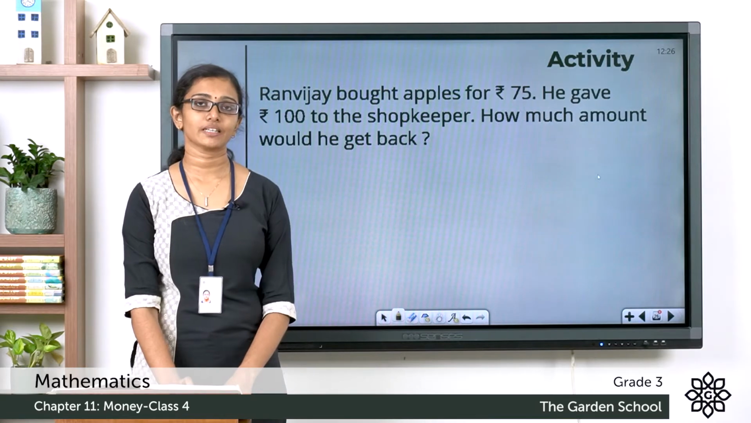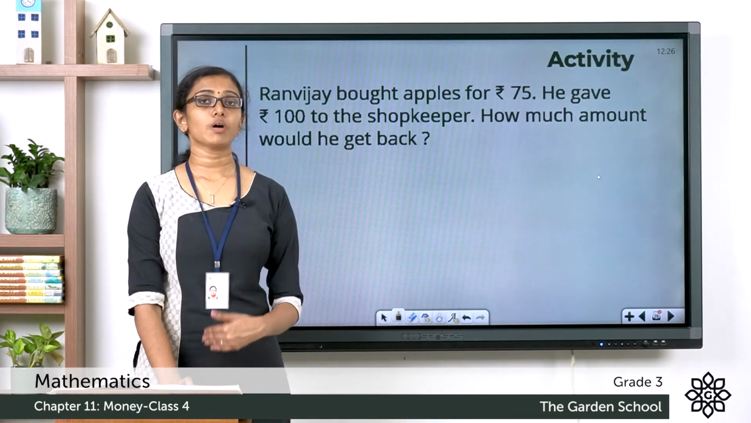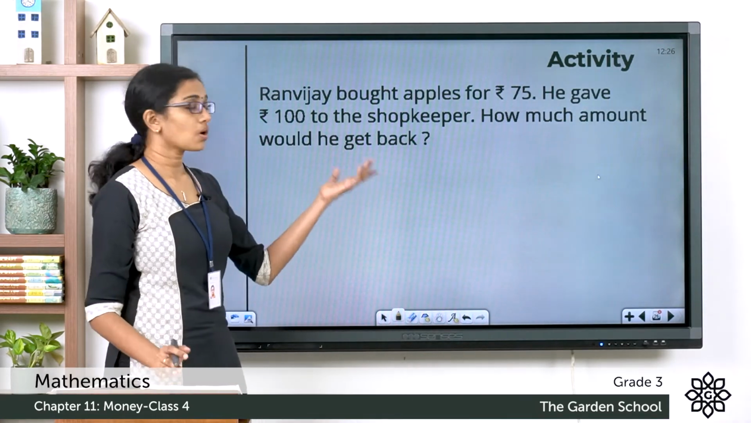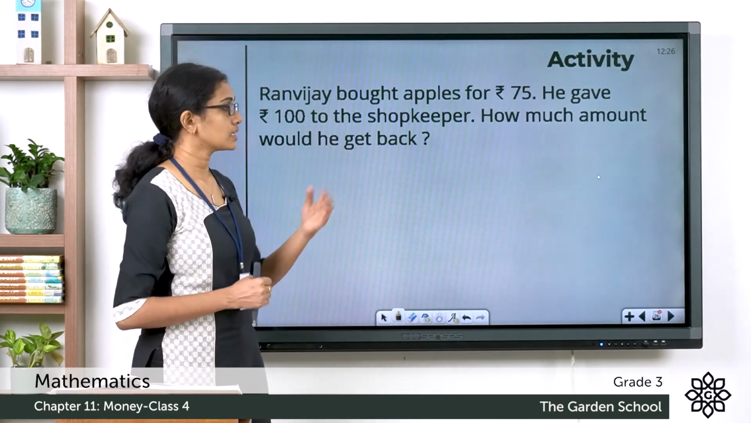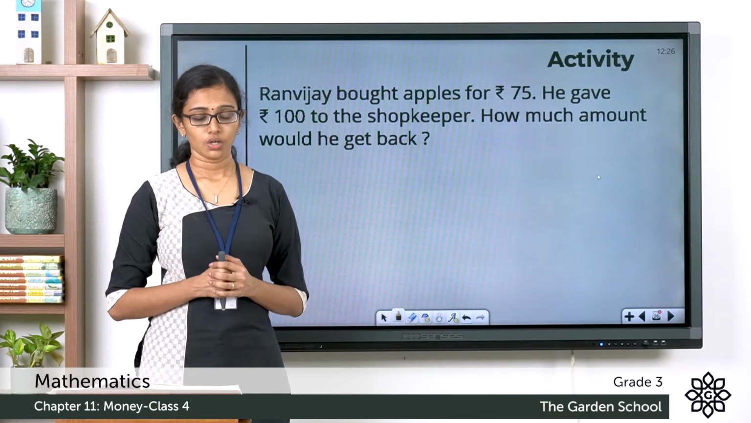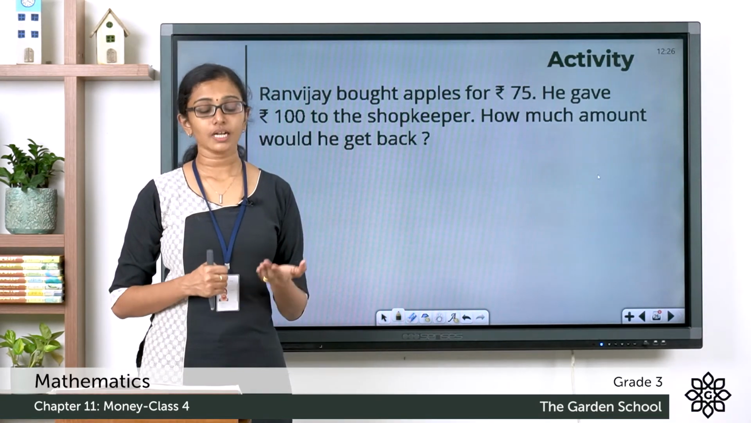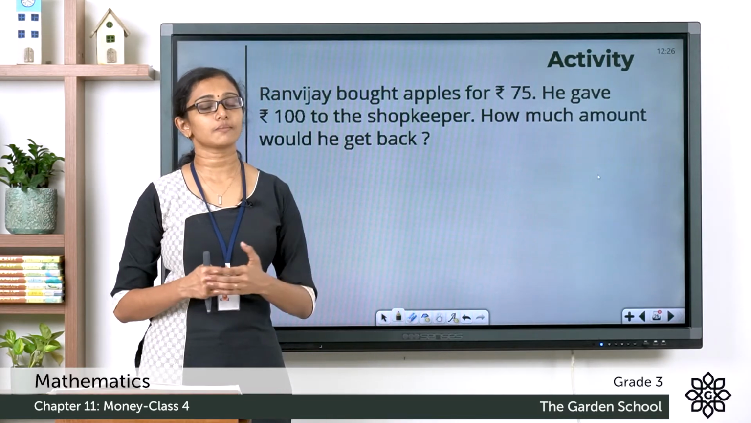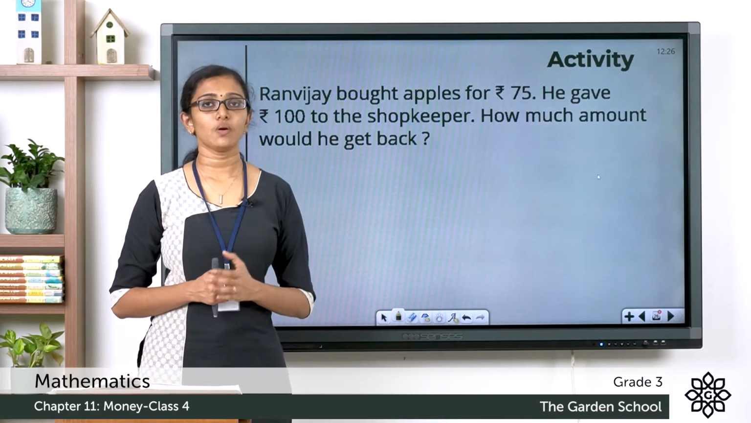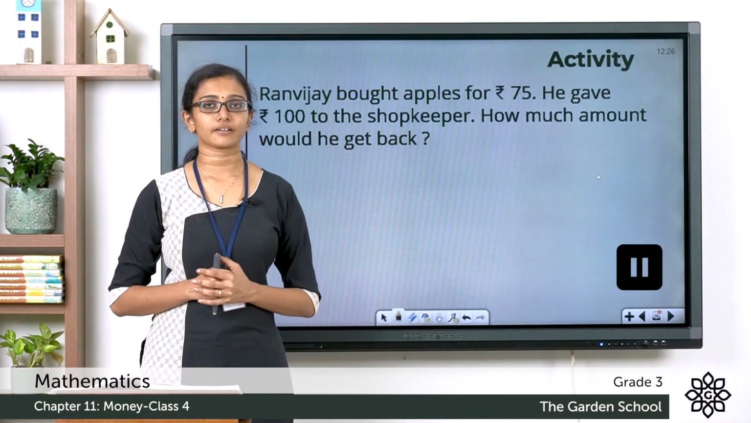So what is mentioned in the question? The cost of apples is given and the amount he gave to the shopkeeper is also given. So the apple costed him only rupees 75, but he had 100 rupees with him which he gave to the shopkeeper. So he should get some amount back as balance, right? So you are asked to find out the amount he would get back. So you write proper steps and work out this question in your notebook now as an activity. So please pause this video, finish the activity and come back.